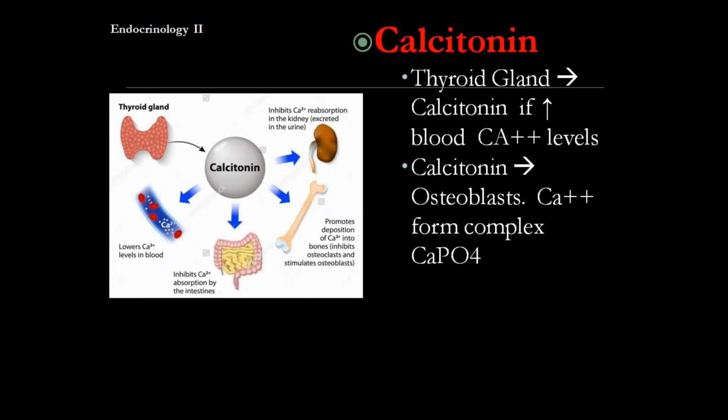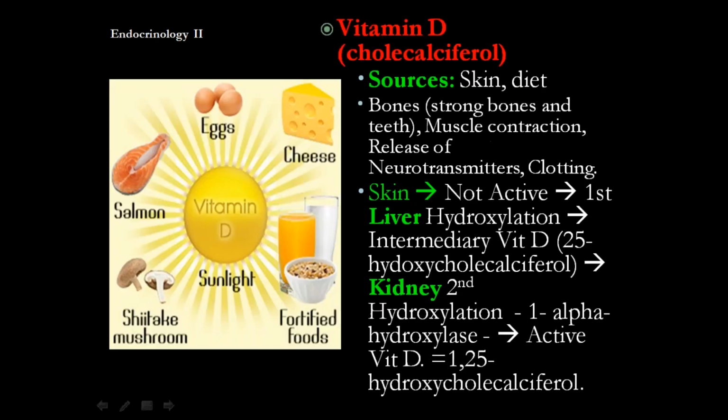Calcitonin is the opposite. When you have an excess, it is going to stimulate the osteoblasts, and the osteoblasts make the calcium get into the bone to form the complex, this calcium phosphate.